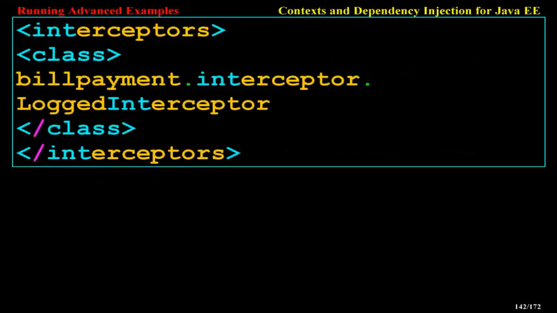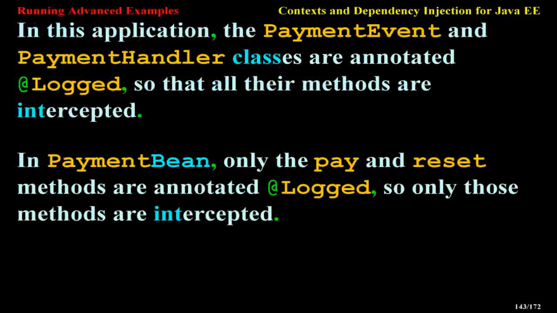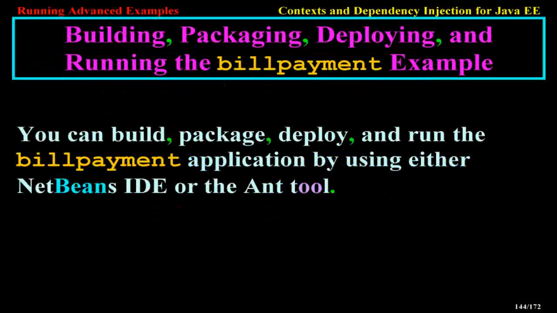<interceptors> <class>billpayment.interceptor.LoggedInterceptor</class> </interceptors> In this application, the PaymentEvent and PaymentHandler classes are annotated @Logged, so that all the methods are intercepted. In PaymentBean, only the pay and reset methods are annotated @Logged, so only those methods are intercepted.